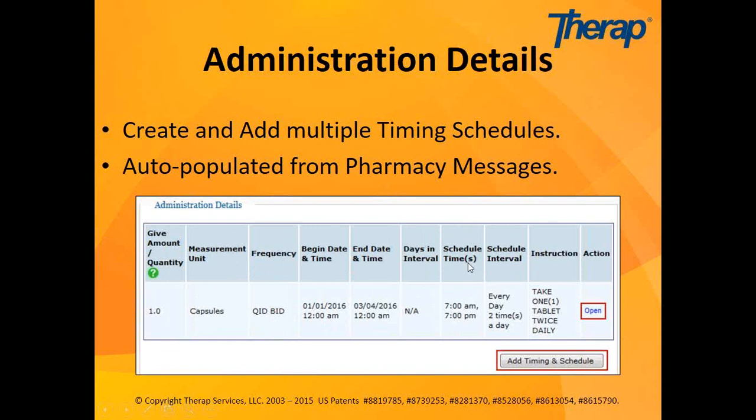Apologies about that. Your scheduled times and your scheduled intervals as far as how many times this is supposed to be given per day. So if this is given every day, 2 times a day at 7 a.m. and 7 p.m., and then the instructions of what the staff is supposed to do, take 1 tablet twice daily, so that that information is clear.